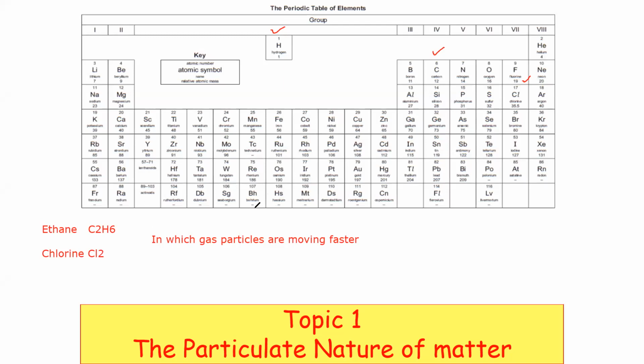So when we work out in which gas the particles are moving faster, we should work out the mass of each gas. First, ethane: carbon is 12, multiplied by how many carbons? 2. Plus hydrogen is 1, multiplied by 6. So 12 multiplied by 2 is 24, and 24 plus 6 equals 30. What about chlorine? Each chlorine is 35.5, and there are 2, so 35.5 multiplied by 2 makes the total sum 71. So ethane is lighter and chlorine is heavy. Ethane will move faster and chlorine molecules will move slower. Is it clear?